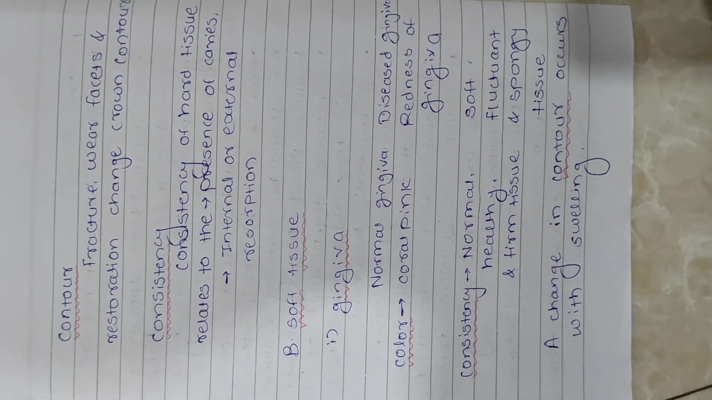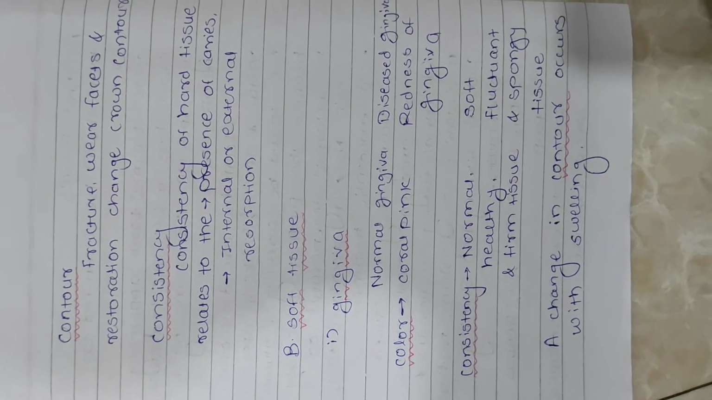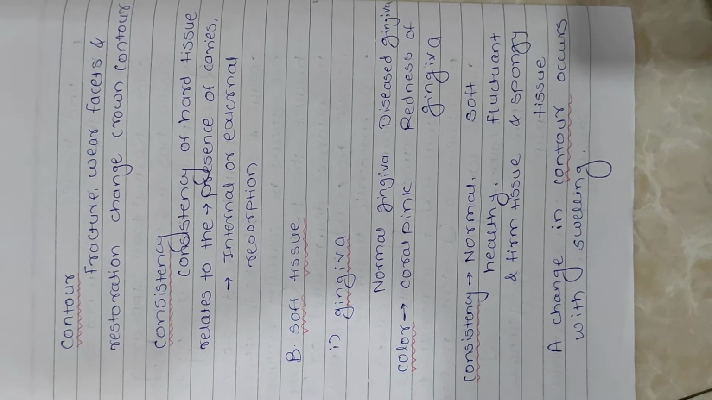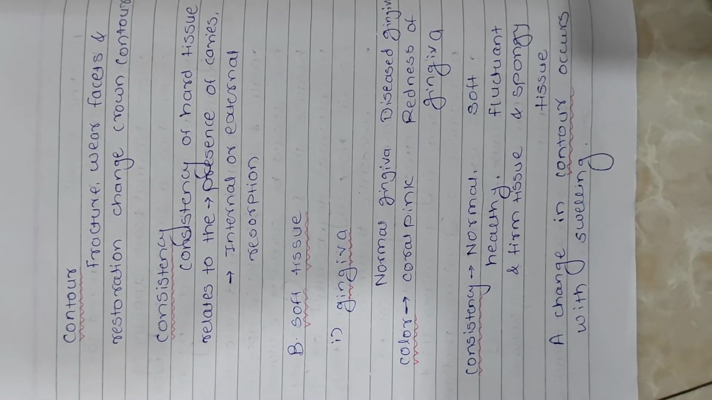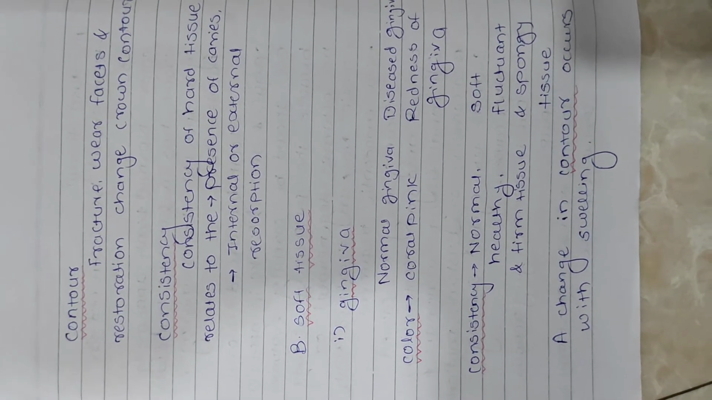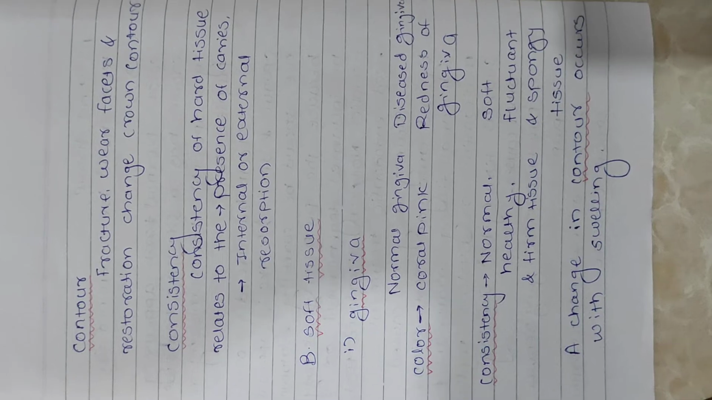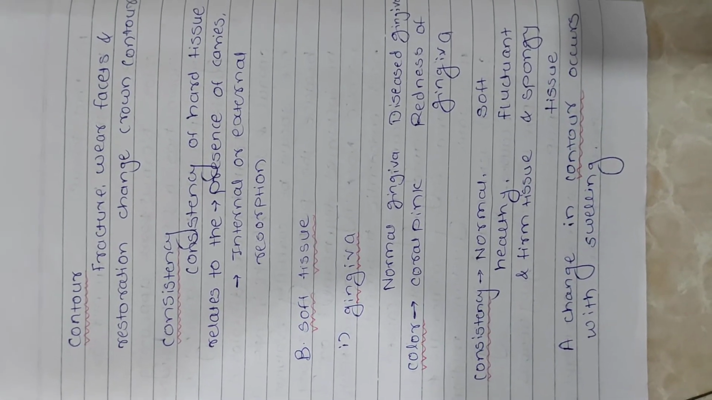Coming to the second point, that is soft tissue. In that we will examine gingiva. Color of normal gingiva is coral pink, but in case of diseased gingiva, there will be redness. Consistency of normal gingiva is healthy and firm, but in case of diseased gingiva, it is soft, fluctuant and spongy. Coming to the third C, that is contour. A change in the contour occurs with swelling.